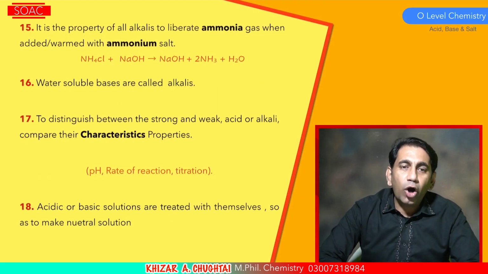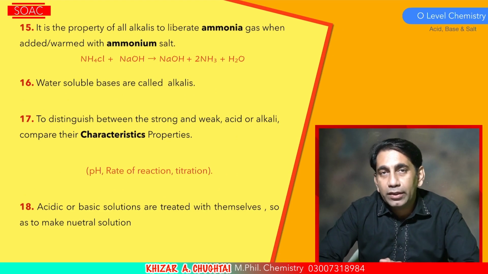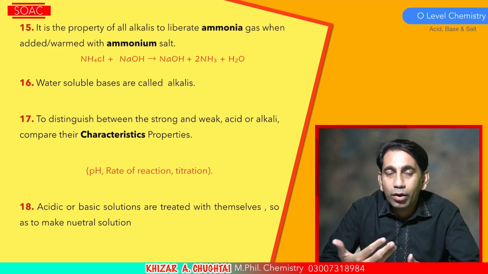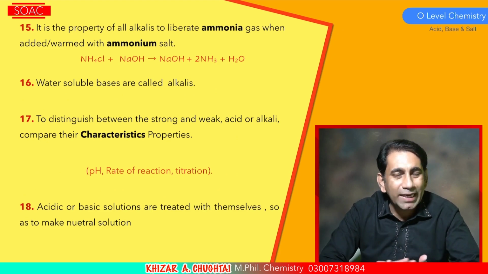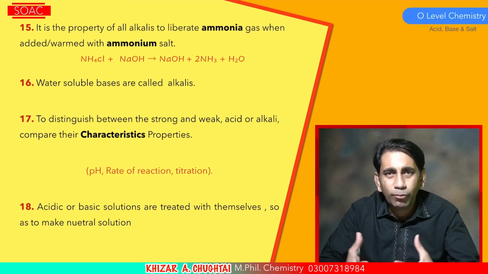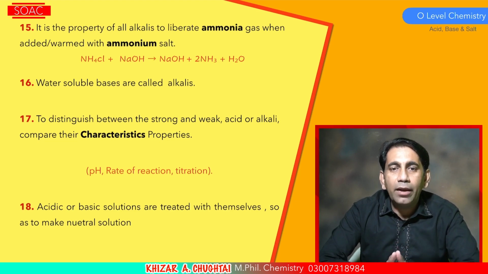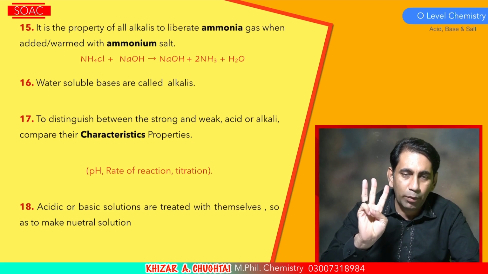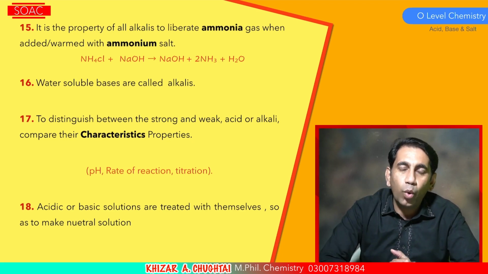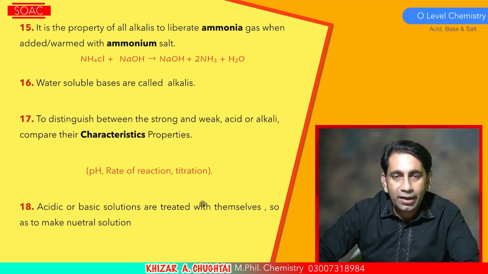It is the property of all alkalis. They liberate ammonia gas whenever they are allowed to react with ammonium salt. When an ammonium compound, ammonium chloride, ammonium nitrate, ammonium phosphate, any other ammonium compound, is allowed to react with sodium hydroxide, or any other base, at high temperature, when the ammonium salt is heated with sodium hydroxide, then there is a formation of three compounds. Number one, ammonia gas. Number two, water. Number three, there is the formation of a salt, that is NaCl.